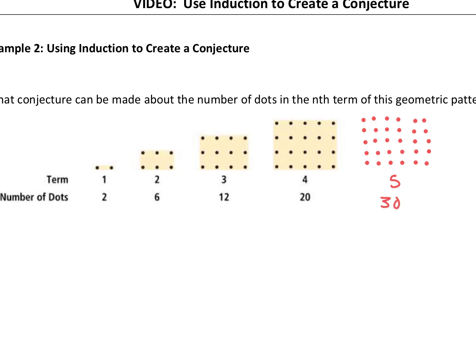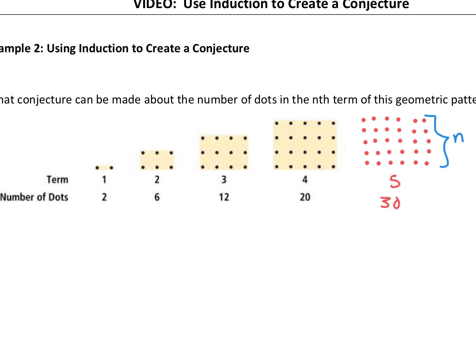And you notice we found that by multiplying, right? We did kind of the length times the width. So let's focus on that a little bit. Our length is whatever term we have. Term 1 had 1 for the length. Term 2 had 2 for the length. Term 3 had 3 for the length. So whatever term we're on, and we were asked to find the number of dots in the nth term, that's how many dots there are in the length.